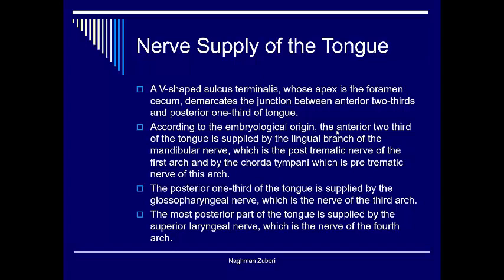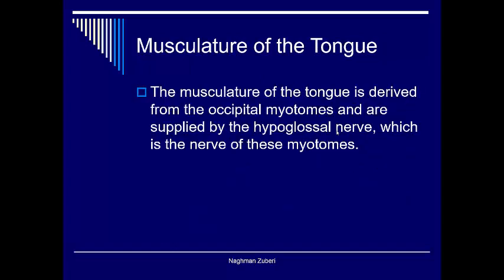According to the embryological origin, the anterior 2/3 of the tongue is supplied by the lingual branch of the mandibular nerve, which is the post-trematic nerve of the 1st arch, and by the chorda tympani, which is the pre-trematic nerve of this arch. The posterior 1/3 of the tongue is supplied by the glossopharyngeal nerve, which is the nerve of the 3rd arch. The most posterior part of the tongue is supplied by the superior laryngeal nerve, which is the nerve of the 4th arch. Musculature of the tongue.